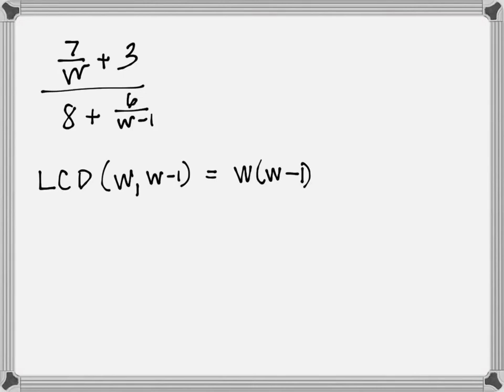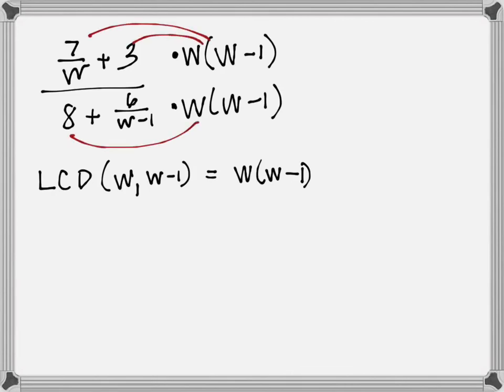For fun, let's actually finish the problem out so you have it as a reference point if it should come up. I can't remember if it does or not. So we're going to multiply by W and W minus 1 on top and on bottom. So again, it's going to distribute. So I have 7 over W times W and times W minus 1. And I have 3 times W and W minus 1. I'll make that a little bit smaller.